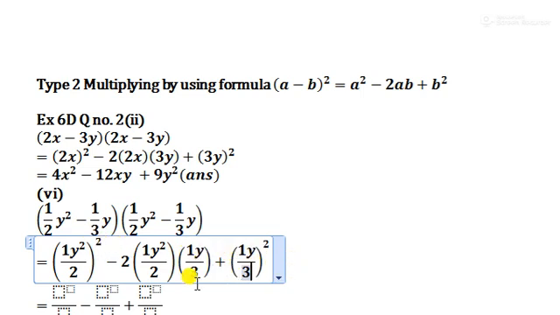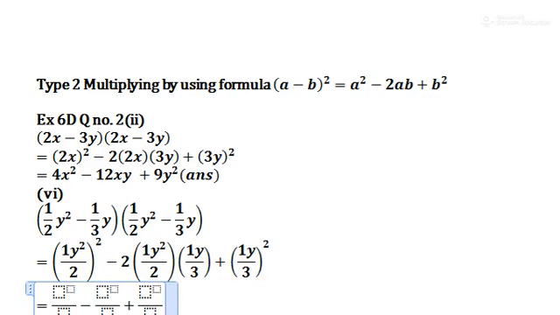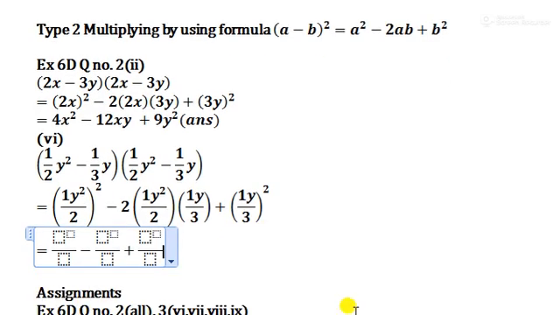So what should be there in the next line now? In the next line, what is it that we need to do? Open the bracket. So 1 square is going to give us 1 only, so we write 1. Y squared is going to give us y to the power 4. So y to the power 4 by 2 square. Don't forget to square all the terms inside the bracket. So 2 square is going to give us 4.